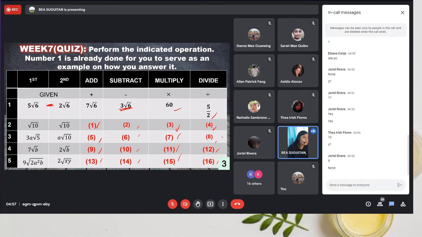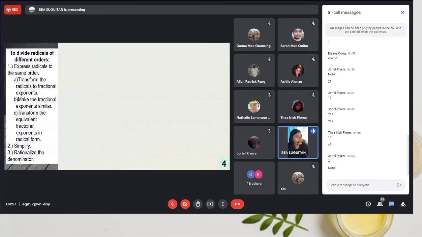None po. So let's proceed with our second topic, which is dividing radicals of different orders. So kung kanina, medyo madali-dali pa siya.